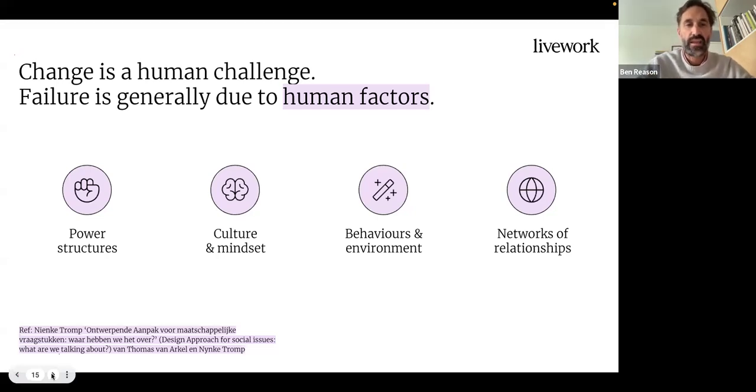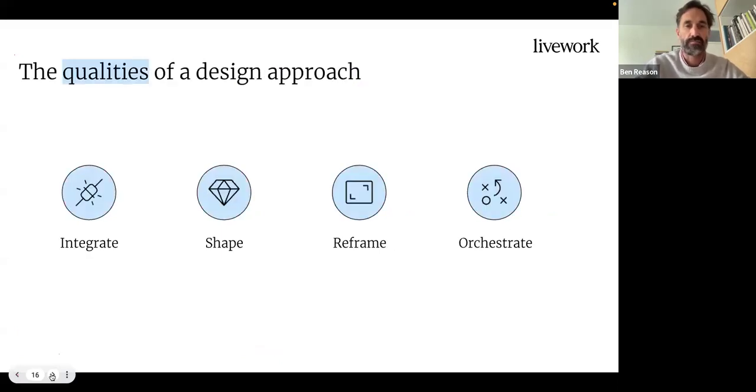So how do we make sure that these very different parts of human experience and human influence over change are taken into consideration? The same study talks about the qualities that design has: its ability to integrate those different perspectives, to provide shape and tangibility to the future so that you have a change that people can line up around, to reframe the challenge, to bring creativity to bear, and to orchestrate the moving parts of it. So how do you pull it together to create change?